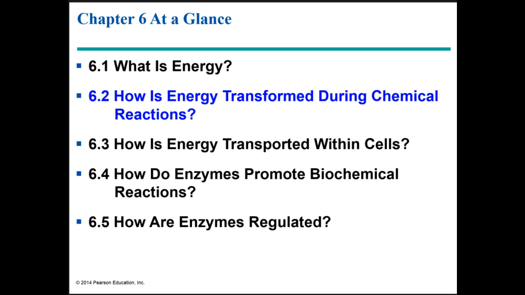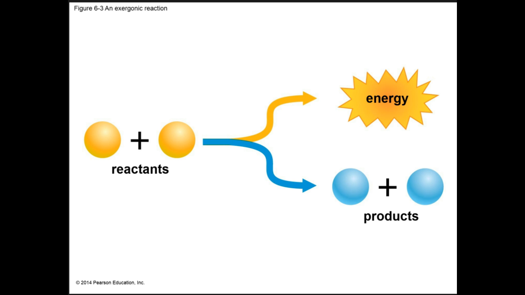Now let's talk about how energy is transformed during chemical reactions. A chemical reaction is a process that forms or breaks the chemical bonds that hold atoms together. Chemical reactions convert one set of chemical substances, the reactants, into another set, the products. All chemical reactions either release energy or require a net input of energy. Exergonic reactions release energy.